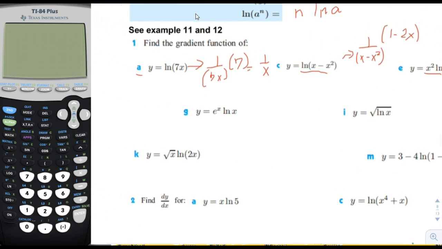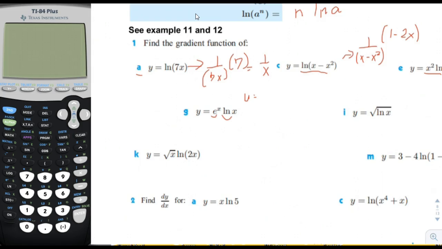G. Y is equal to e to the x times natural log of x. Again, this is a product. We know how to take the derivative of e to the x. We know how to take the derivative of natural log of x. We don't know how to take the derivative of e to the x natural log of x, but we do know how to handle products.